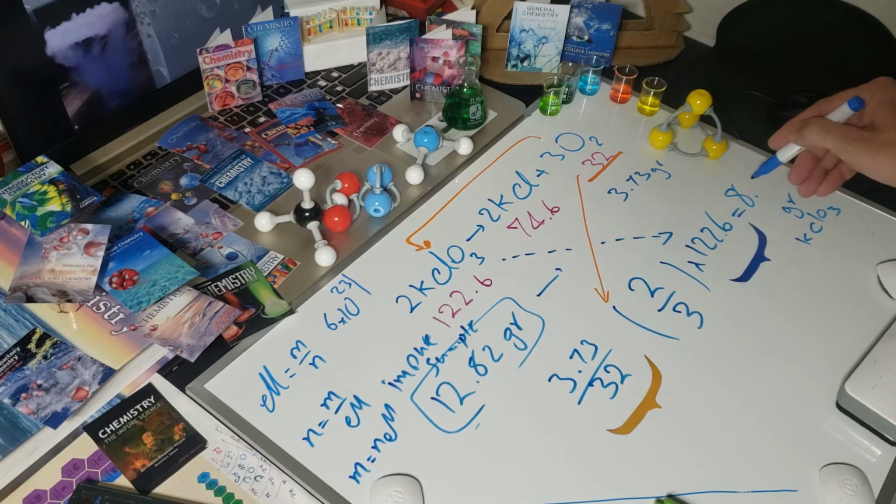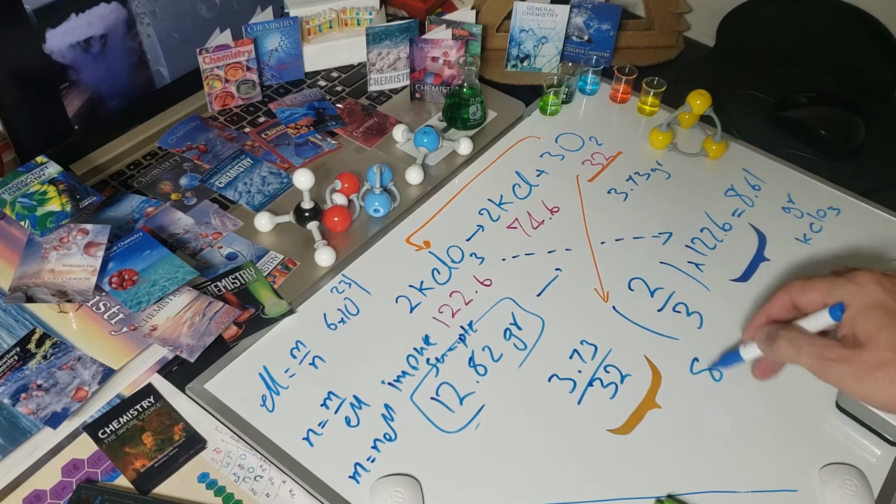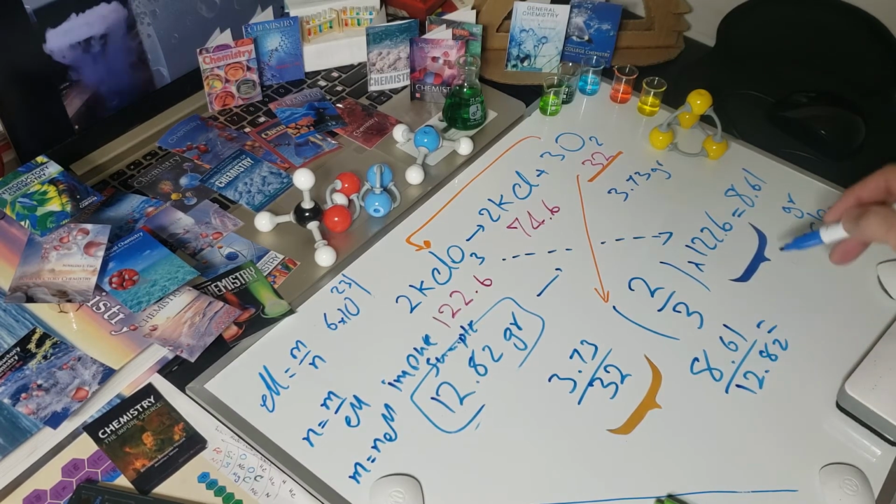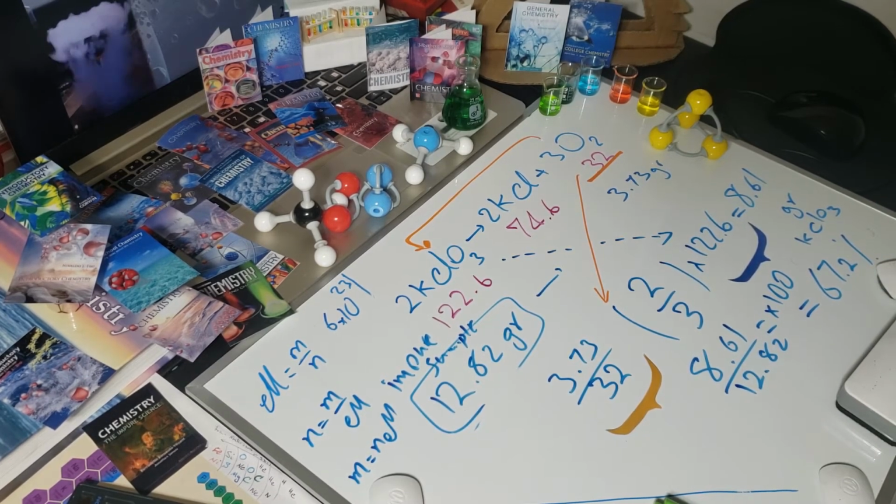and that's 8.61. If you do 8.61 divided by 12.82, this would give you how pure your sample is, and that times 100 will be 67.2%. That's the purity of the sample, and that is how we do it.